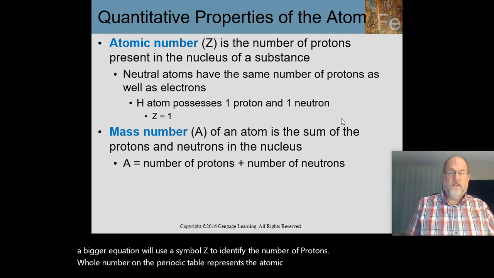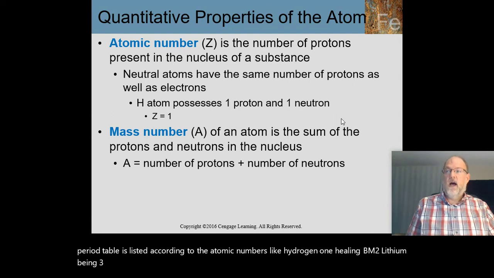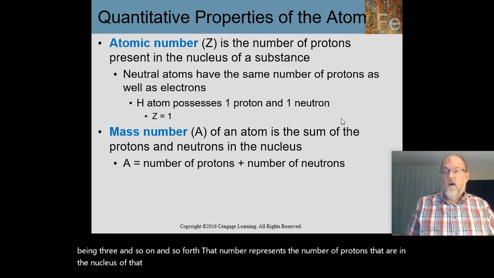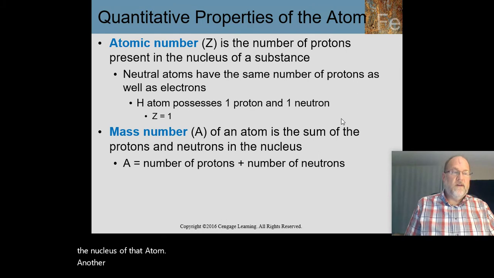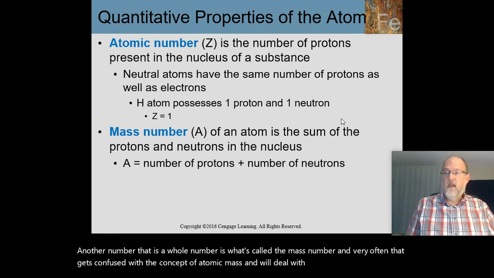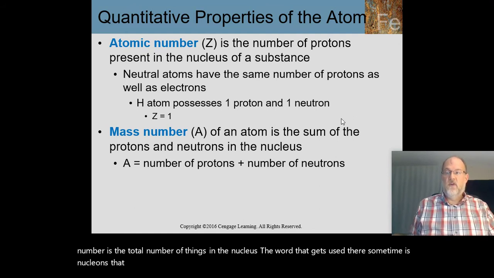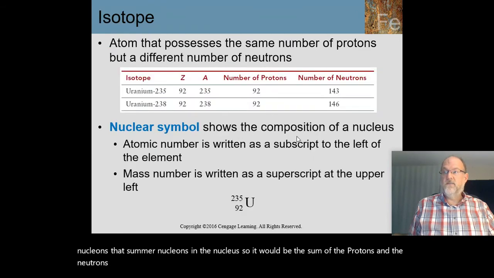The periodic table is listed according to the atomic numbers, like hydrogen being 1, helium being 2, lithium being 3, and so on and so forth. That number represents the number of protons that are in the nucleus of that atom. Another number that is a whole number is what's called the mass number. Very often that gets confused with the concept of atomic mass, and we'll deal with that in a little bit. The mass number is the total number of things in the nucleus. The word that gets used there sometimes is nucleons, the number of nucleons in the nucleus. So it'd be the sum of the protons and the neutrons together that are in the nucleus.